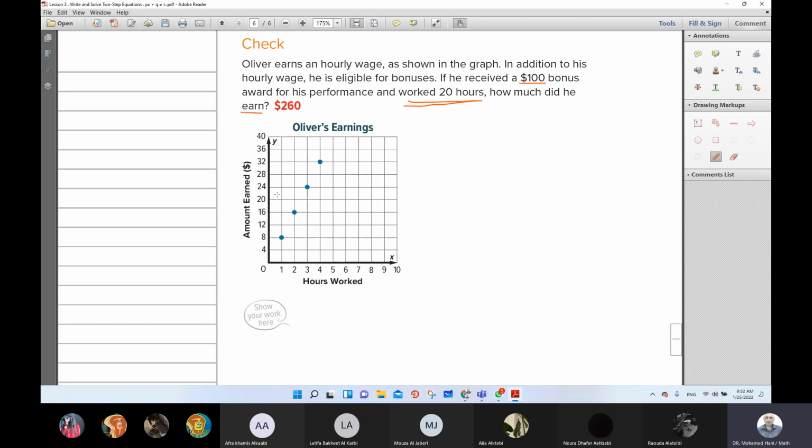From the graph, as you see here, we have the x-axis. The x-axis represents hours worked, and here we have the y-axis, which represents the amount earned. Look at the first point here. We have here 1. What is the meaning of 1 here? It means we have 1 hour.